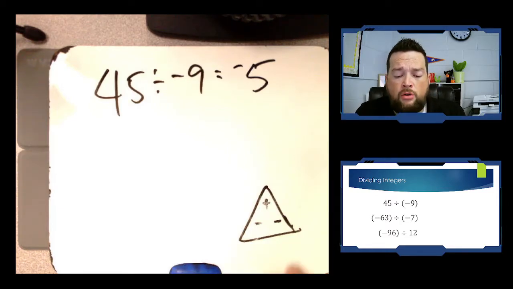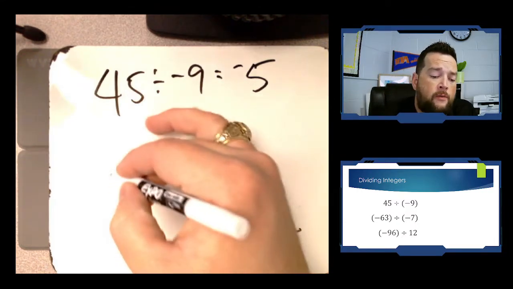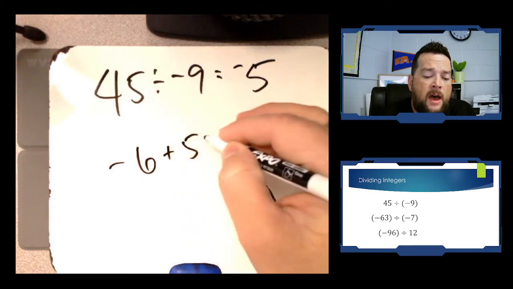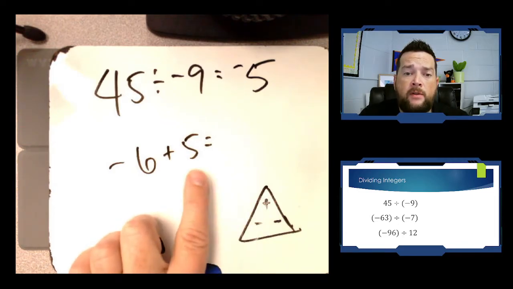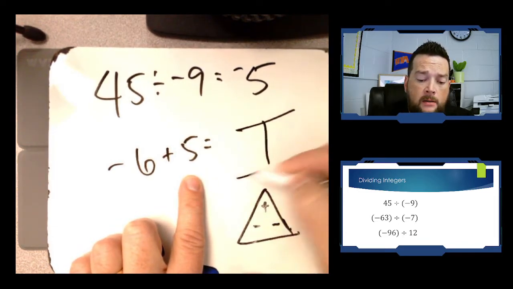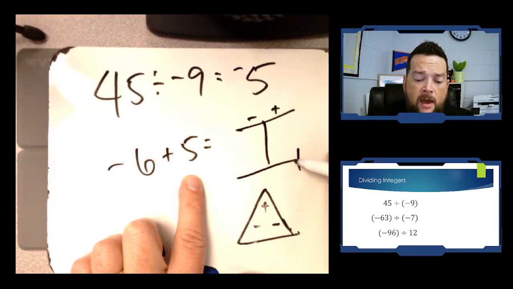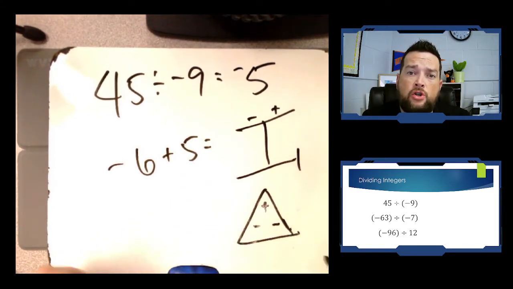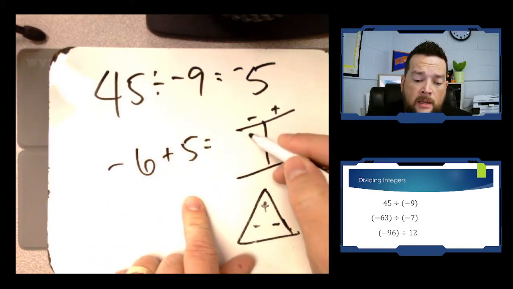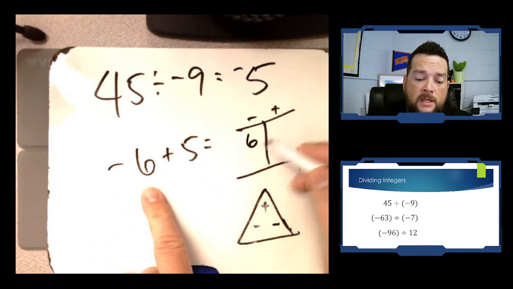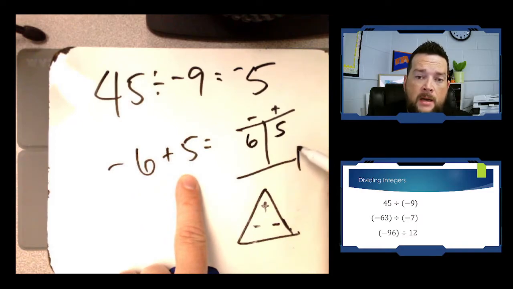Do not use this positive, negative, negative triangle when you're adding something. So if you were doing negative 6 plus 5, you don't want to use the positive, negative, negative triangle because it's the wrong tool to use for that. For this, I like to use a tug line. If you haven't watched the video yet for adding integers, you might want to go back and watch that. I'll teach you how to use a tug line like this, where you'd put the negatives on team negative and the positives on team positive.